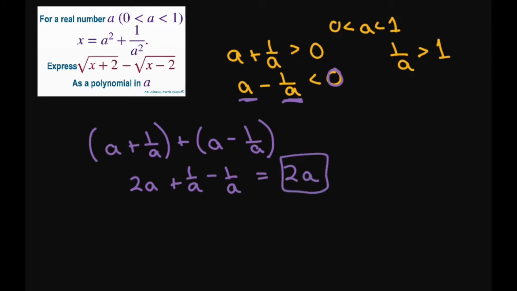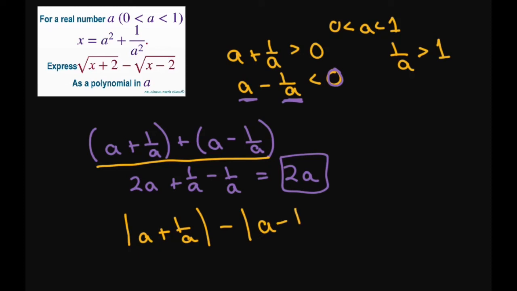And just keep in mind, before we had this was the absolute value of a plus 1 divided by a minus the absolute value of a minus 1 divided by a. But since this was negative, I changed this to a positive. And that's it.